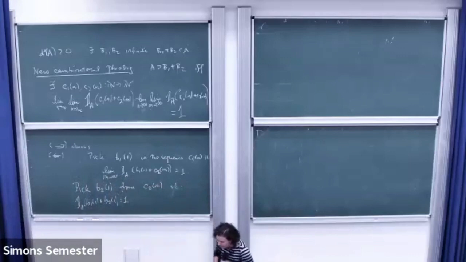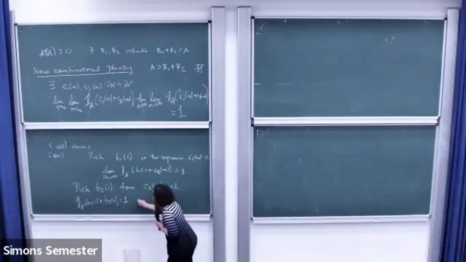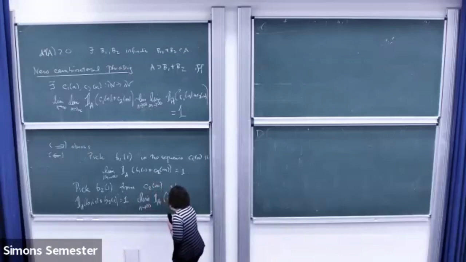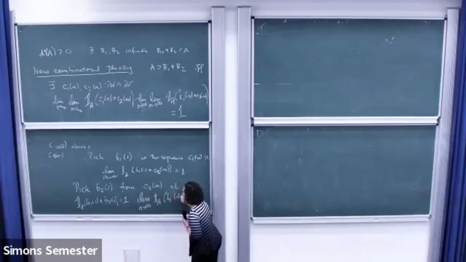So meaning then I will take the limit as N goes to infinity of the indicator function of 1. And now I will let this be 1 of N plus B2 of N, B2 1 rather, equals 1.